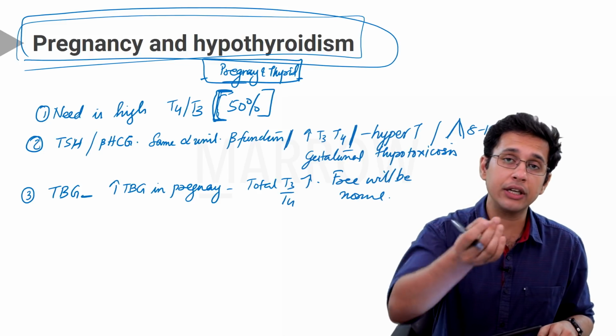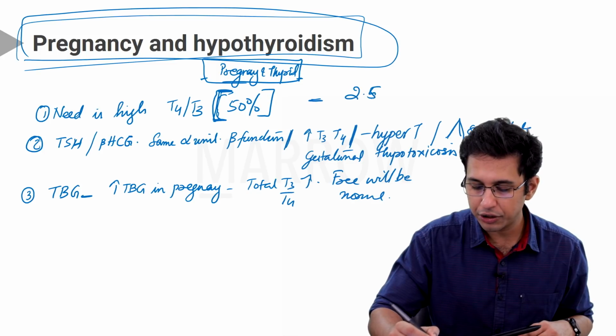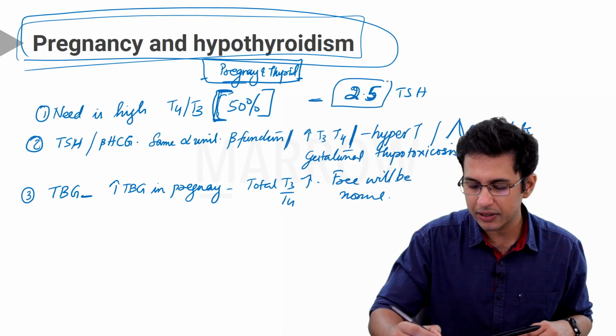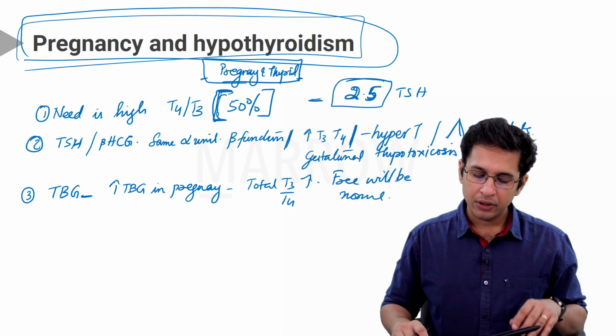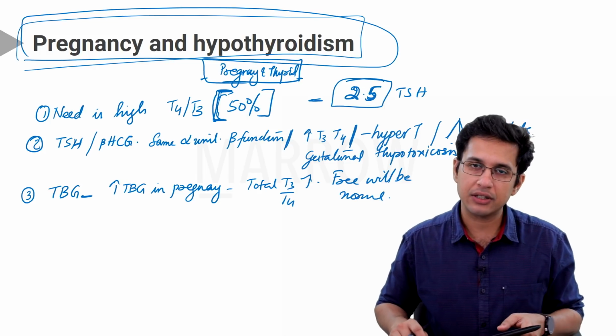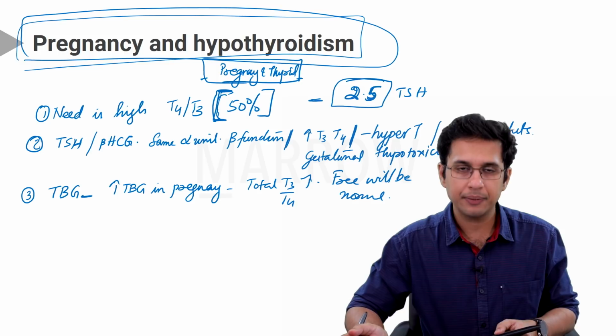Now, how much to increase? One simple measure, make sure that the TSH is at 2.5. Okay, suppress the TSH to a 2.5 level, that's one way. Anyway, just make sure that there is enough thyroid T3 and T4 in circulation, especially when the patient is pregnant. Alright.